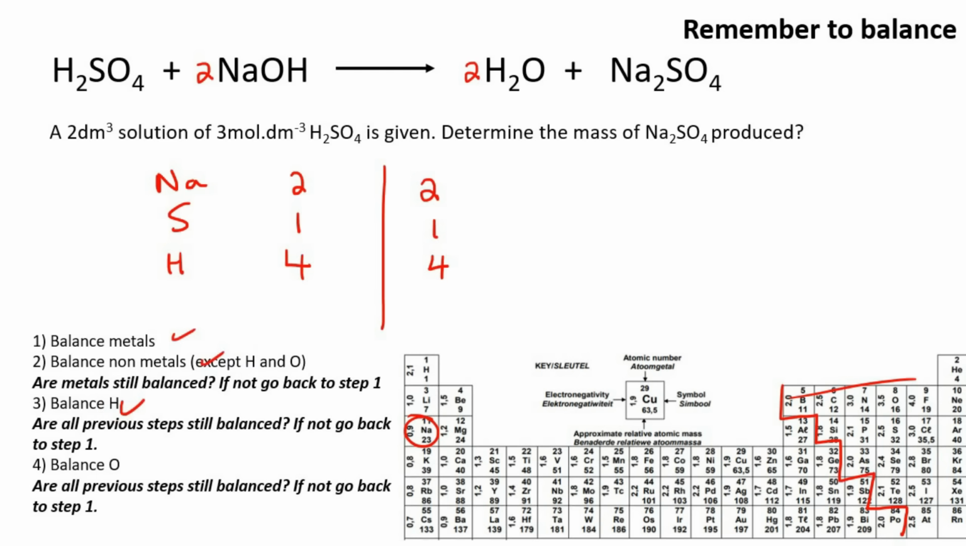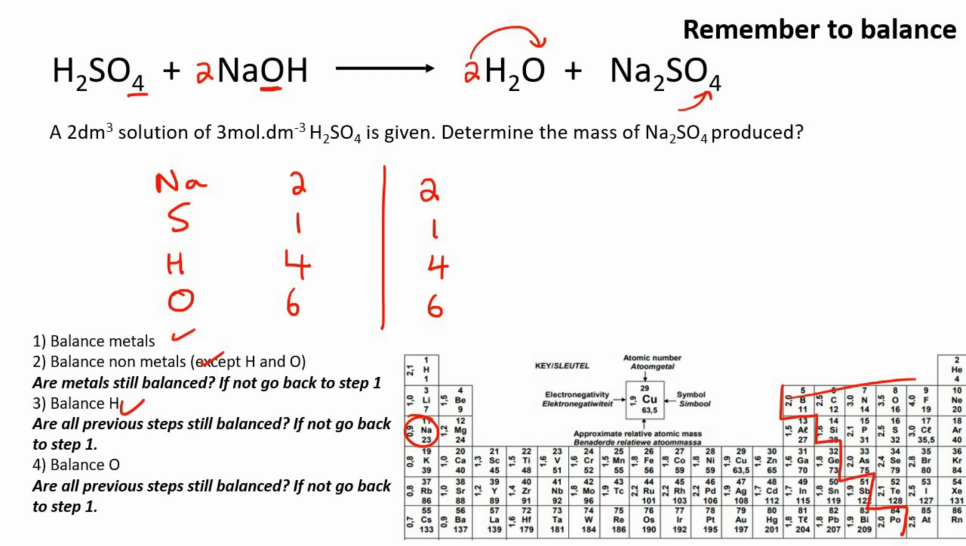We're now going to do oxygen. So on the left-hand side we have 4 over there and another 2 over here, because remember this 2 is for all of those, so that's going to be 6 oxygens. On the right-hand side we have 2 oxygens and another 4 over there, so that's a total of 6 oxygens.